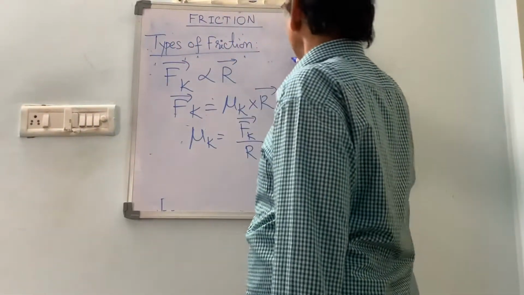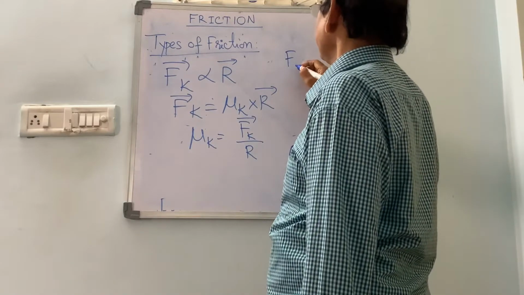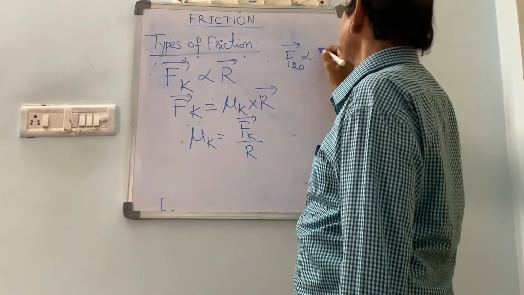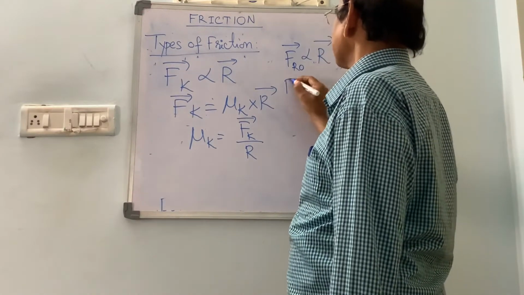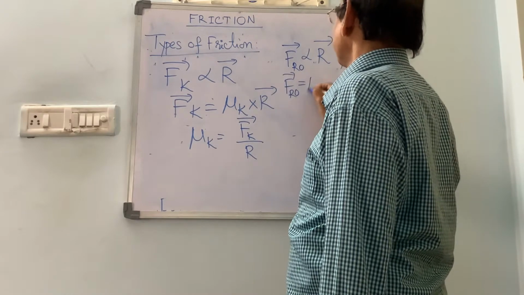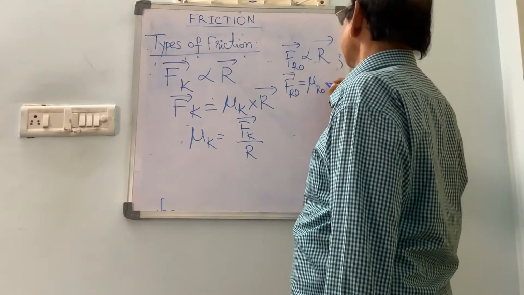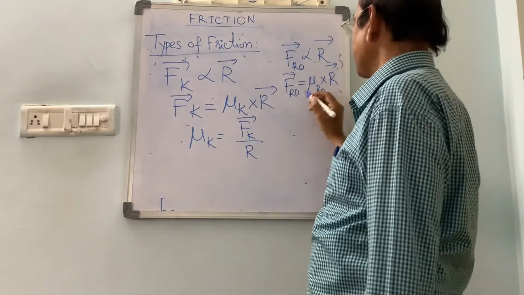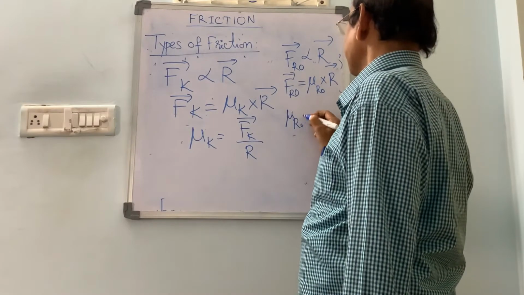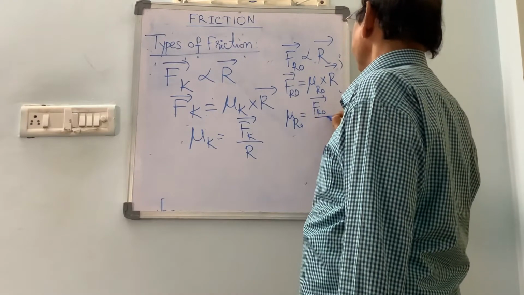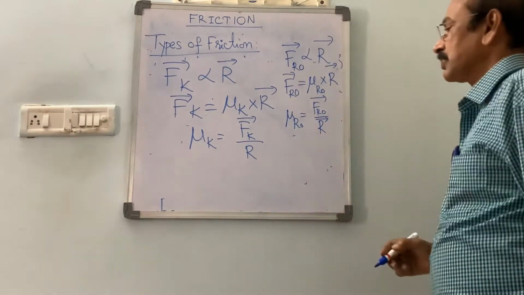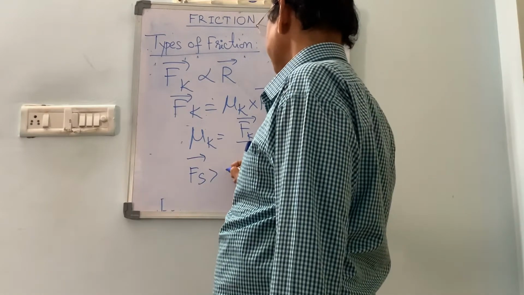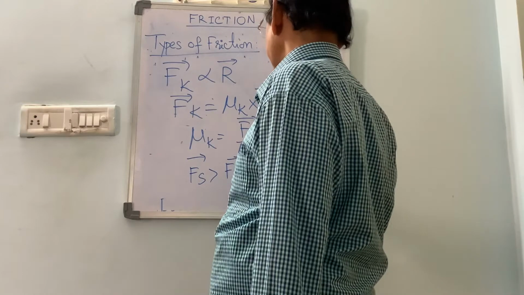When one body rolls on the surface of another body, the frictional force which comes into play is known as rolling friction, and it is proportional to the normal reaction. So F bar Rho is equal to a proportionality constant mu Rho into R bar. Here the proportionality constant mu Rho is called the coefficient of rolling friction, whose value is given by F bar Rho by R bar. When compared, static friction is more than kinetic friction, which is more than rolling friction.